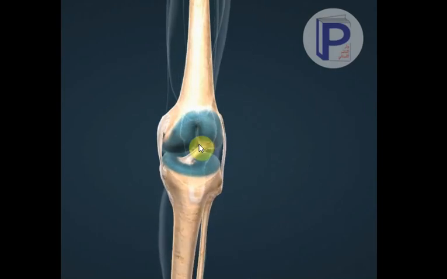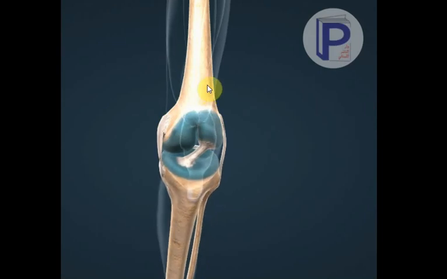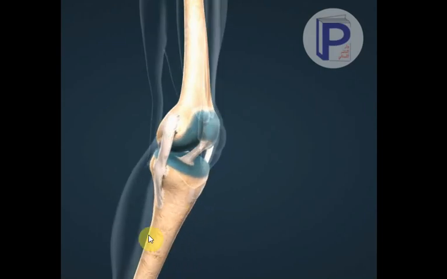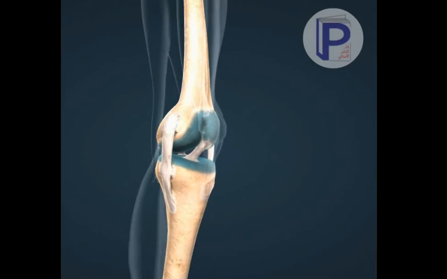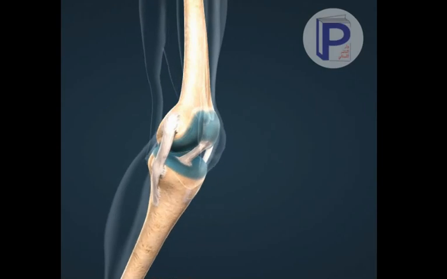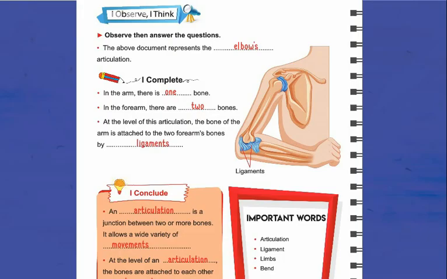يعني هن الأربطة البونز اللي بتربط هذه البونز ببعض. This is the arm bone and these the two forearm bones. So we can say that this video represents the elbow's articulation. Now let's complete the following sentences.